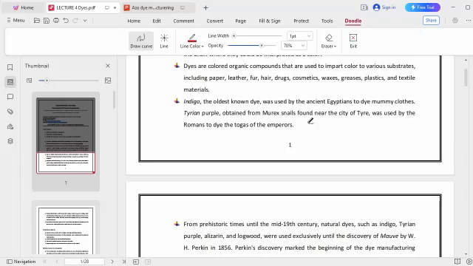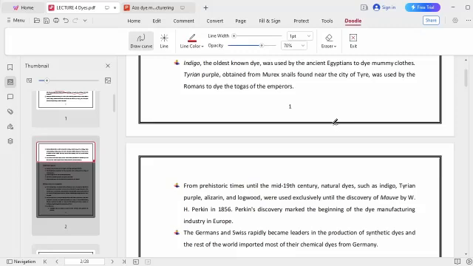And then dyes are also organic compounds, which means they have some carbon, or lots of carbons, in their structure, and they are normally used to dye a lot of materials such as paper, leather, fur, human hair, drugs, cosmetics, and so forth.